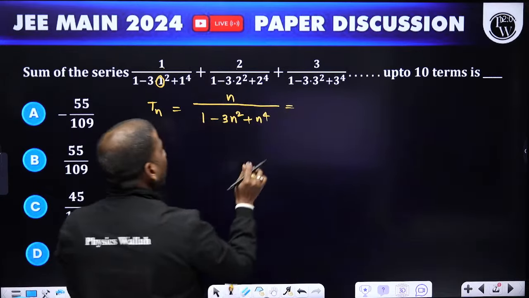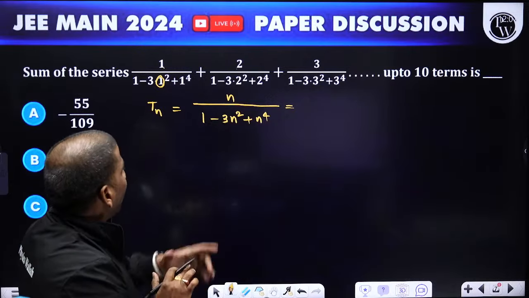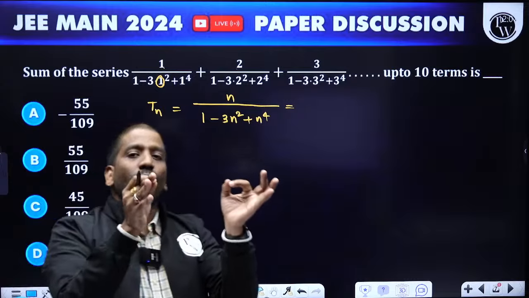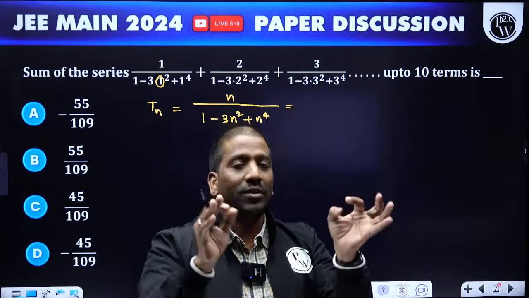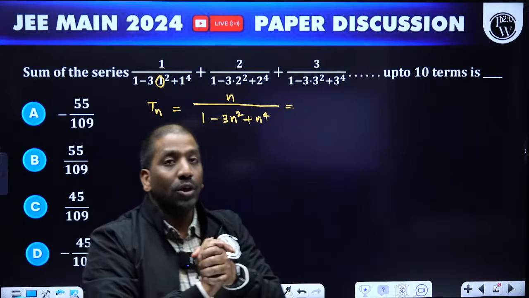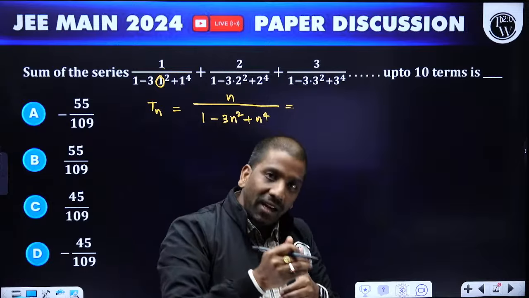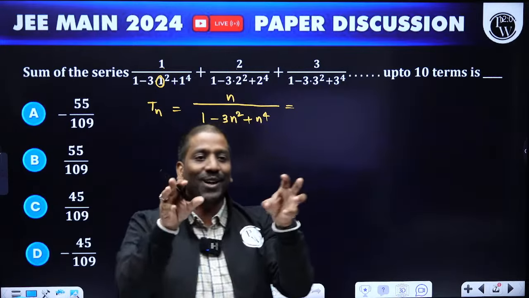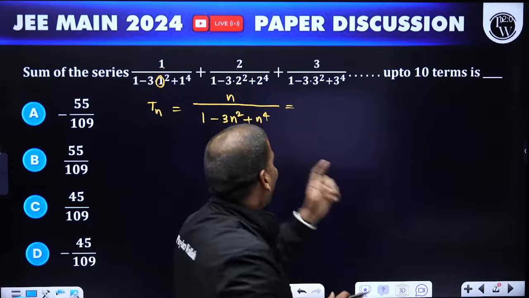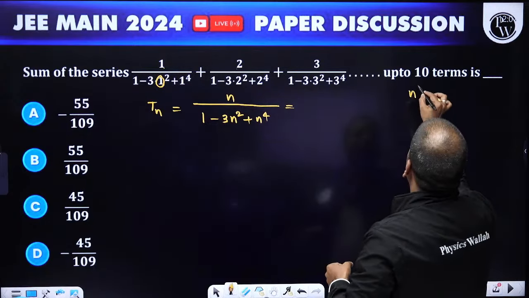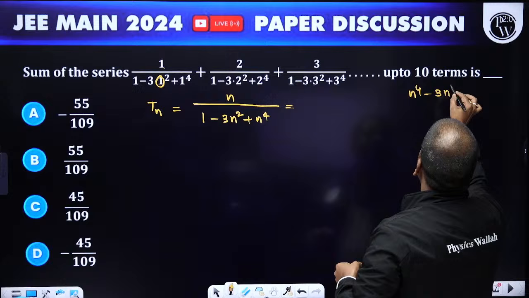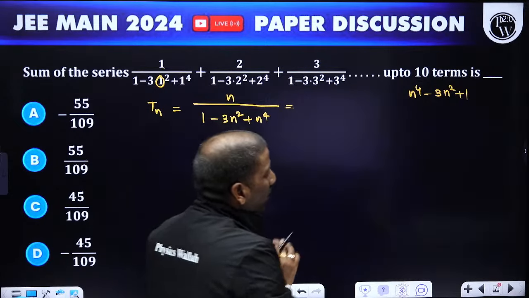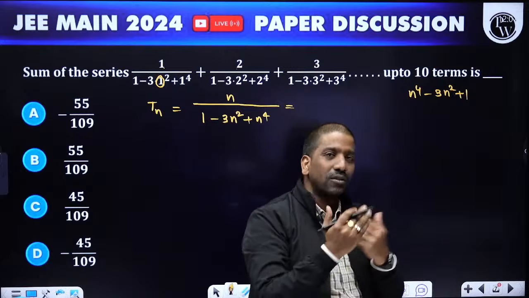Now our target is expressing this term as a difference of two consecutive terms. That is our thought process, and we manipulate these expressions in order to write them as a difference of two common terms. We need to understand the n square portion. This is like a difference of terms, but we are not getting any factors.